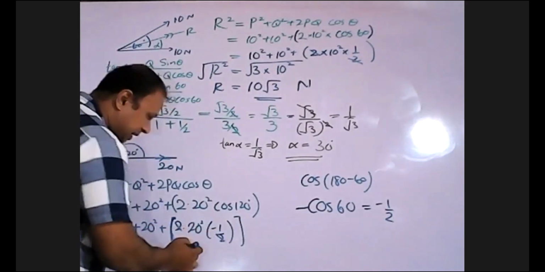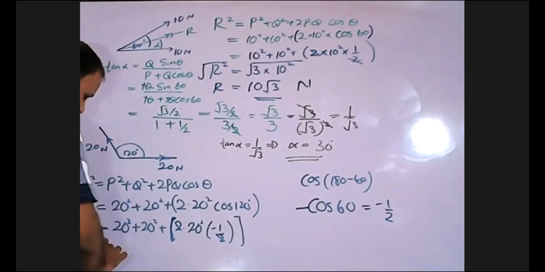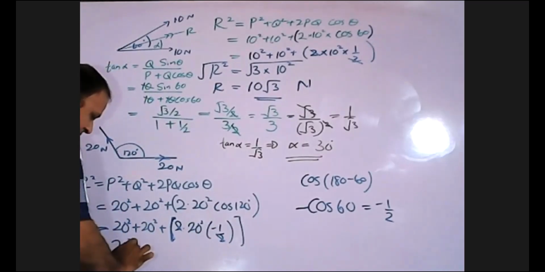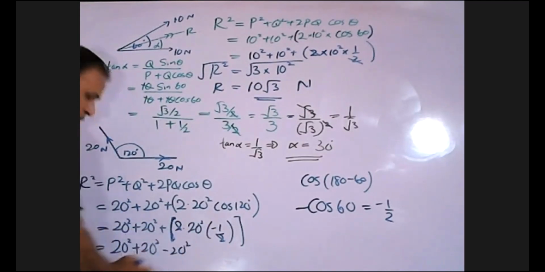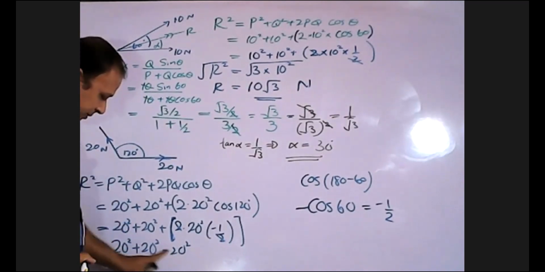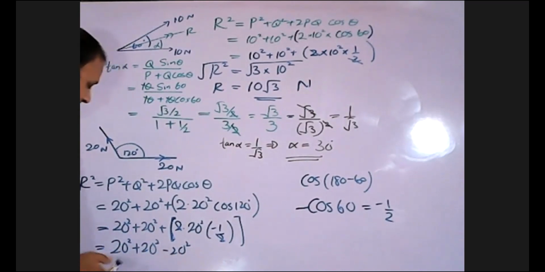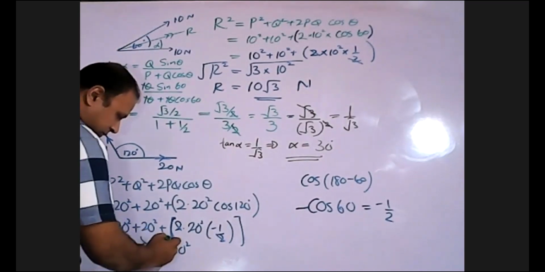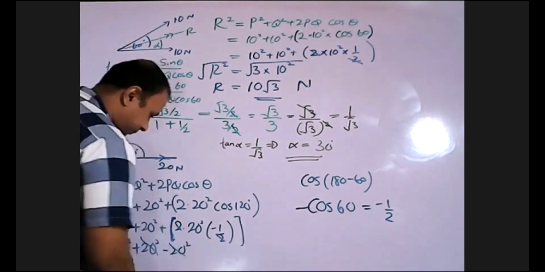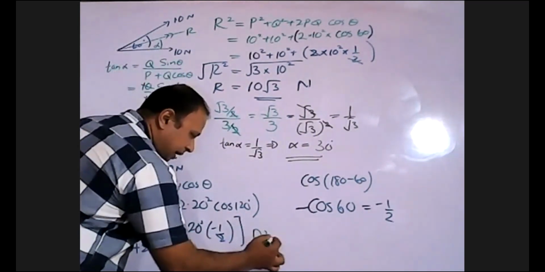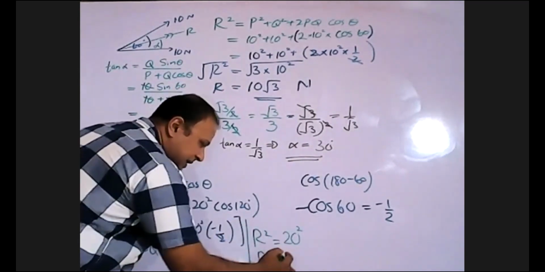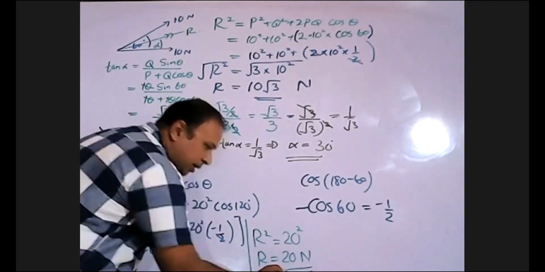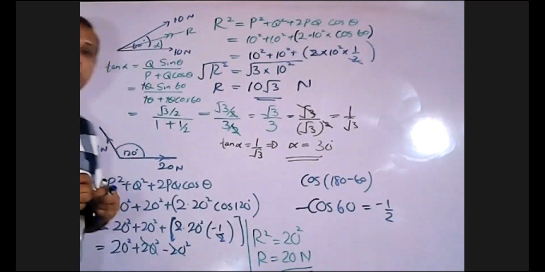So 2 to 2 will be cancelled out. This is minus 1. So you will have 20 squared plus 20 squared, then minus 20 squared. Then 120 squared minus 20 squared, 120 squared will be cancelled out. Then r squared is equal to 20 squared. That means r is equal to 20 Newton.